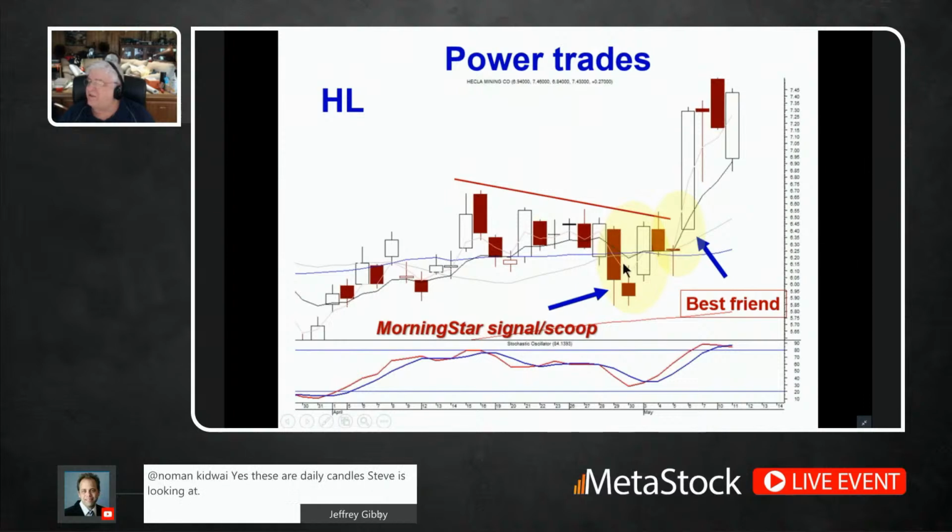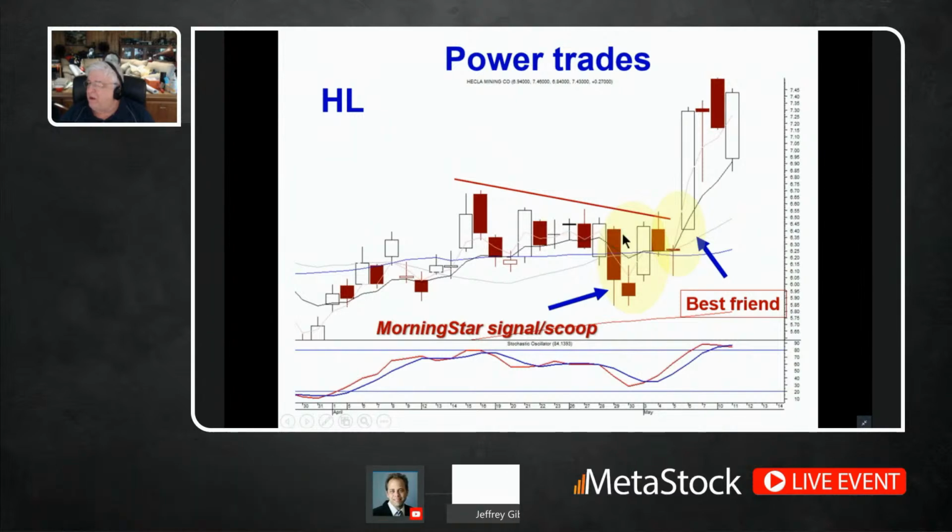This is your Morningstar signal. We were buying Hecla. You can see it wasn't going anywhere until, look at your Morningstar signal. Now that acts like a mini scoop pattern. There's your little scoop, there's your flat handle. Didn't execute. But what executed this? The best friend gap up and breaking through this level.